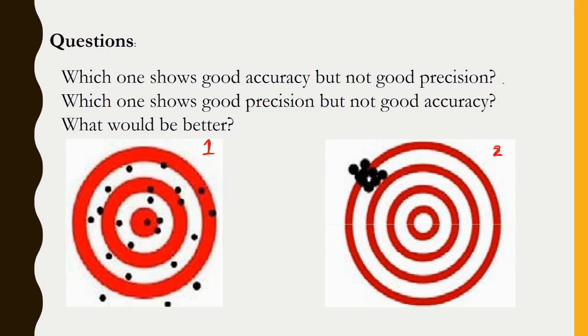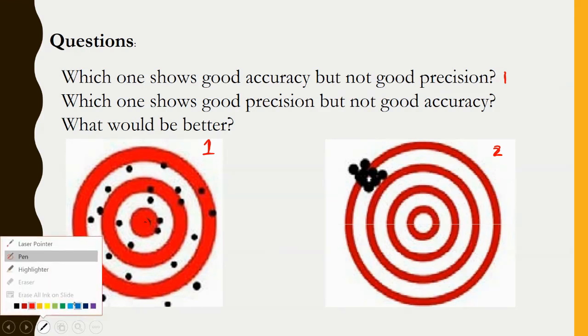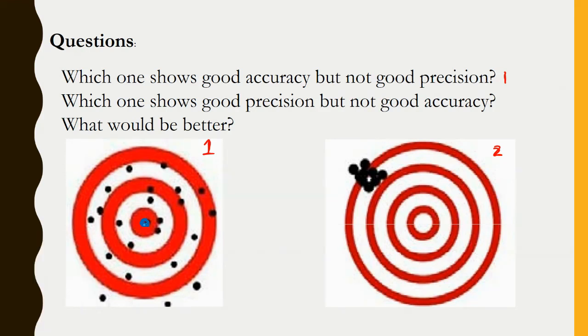All right, so which one shows good accuracy but not good precision? This happens to be picture number 1. The reason for that is, if you're talking about accuracy, remember that's comparing all the results to see how close they were to the center or the target. And as it turns out, if we averaged all these dots, we would be somewhere right around the middle here, because all those dots would average out. Yes, they're all over the place, but they can average out to be a bullseye.